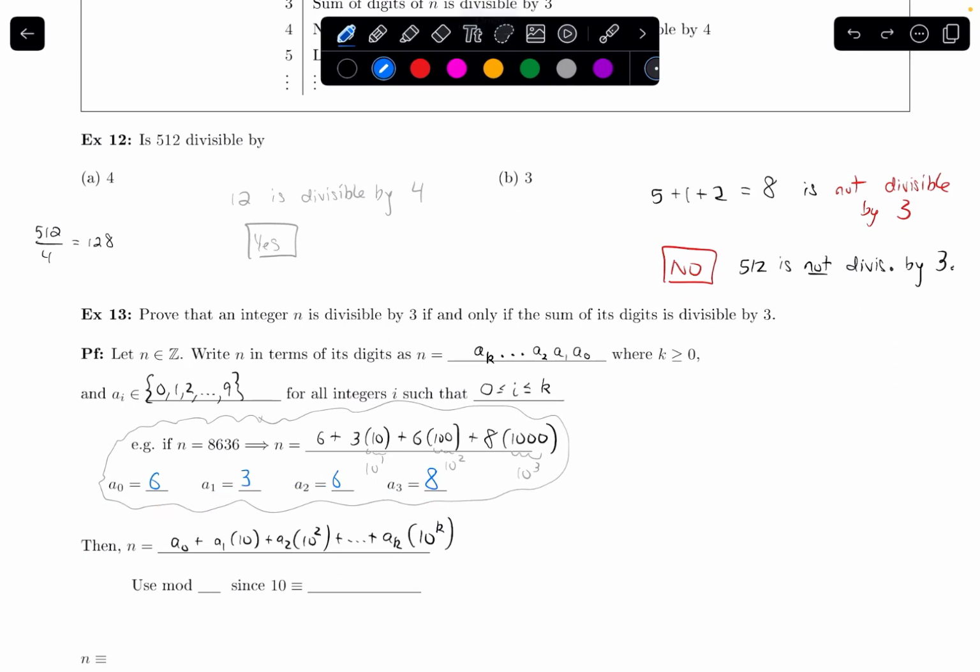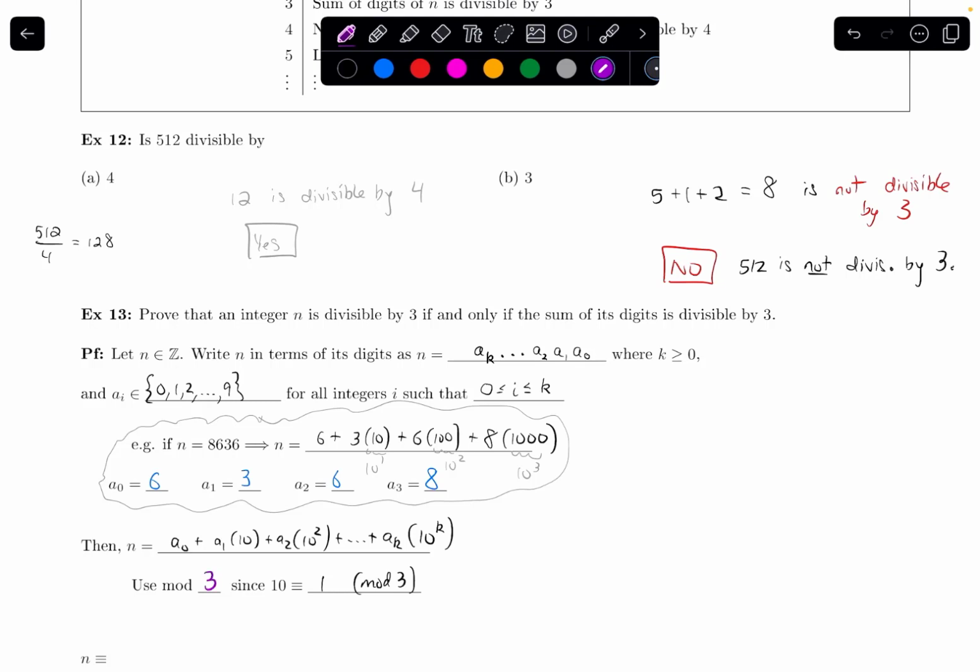Well, one of the things I notice about it is when I think about the number 10, 10 is very simple in terms of its remainder if I look at its remainder in mod 3. In mod 3, it's congruent to 1. It's got the same remainder as 1 when I divide by 3. So that's another indicator to use mod 3.